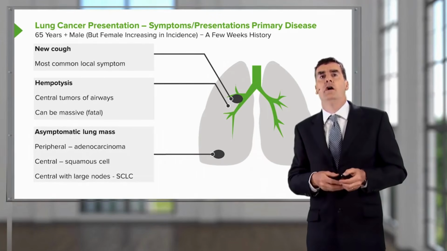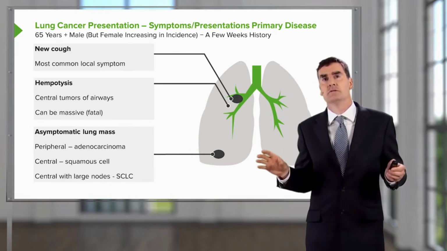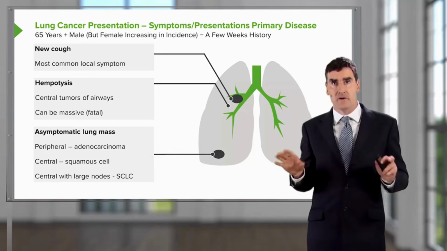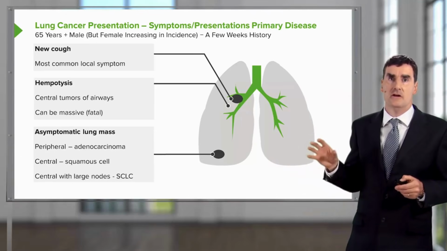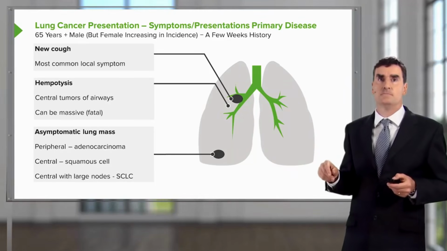However, if you've got a mass which is in the periphery of the lung, not near a main bronchus, then actually it can remain pretty asymptomatic for a very long period of time. And these tumors tend to be picked up by X-ray surveillance rather than by presenting with symptoms.